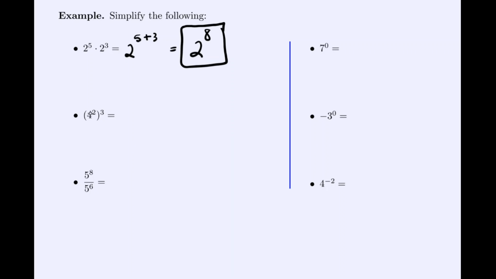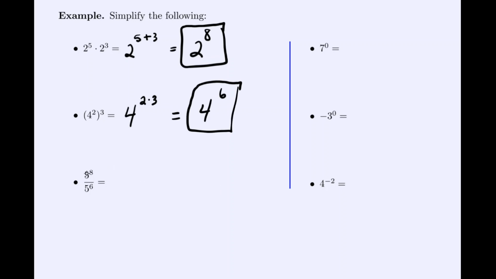Now in our next one, we have some base 4 raised to the second power, and then raised again to the third power. So that's an exponent of an exponent. You keep the base the same, and then you multiply the exponents. So that would simplify as 4 to the 6th.